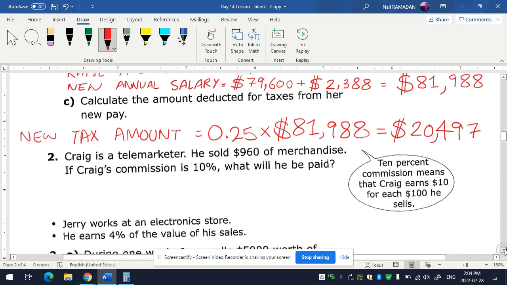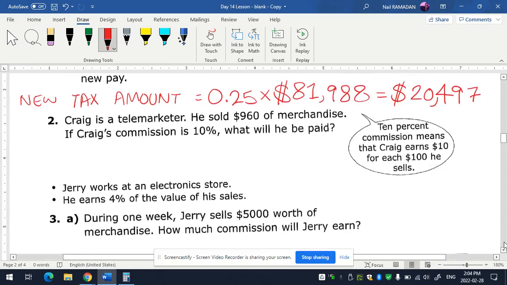Okay. Here's another situation. Craig, he's a telemarketer. Very tough job. He sold $960 worth of merchandise, whatever the telemarketing company sells, or whatever services they provide. If Craig's commission, does anyone know what commission means? It's important to understand what commission means.